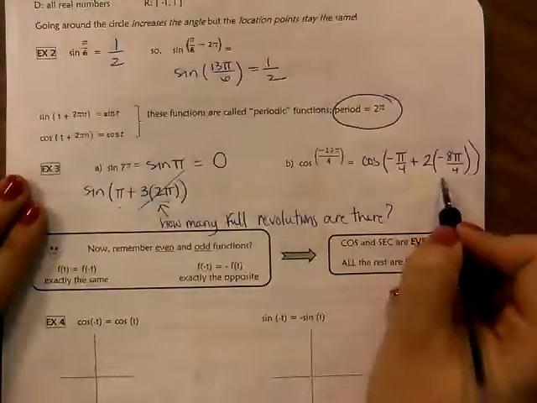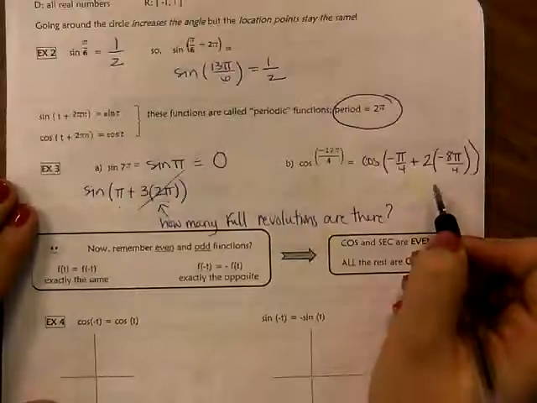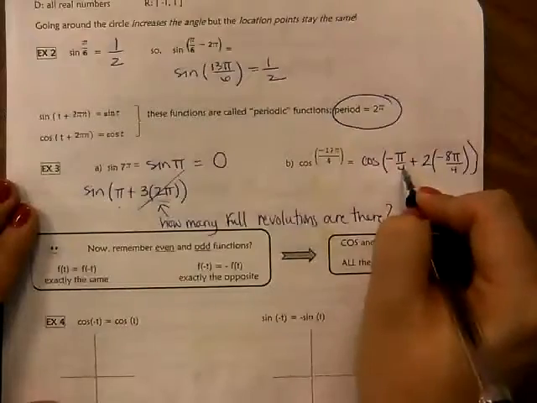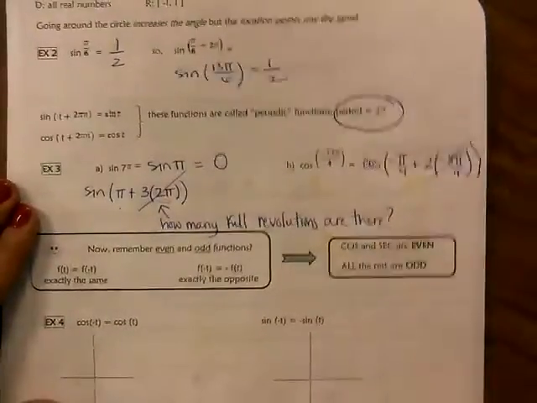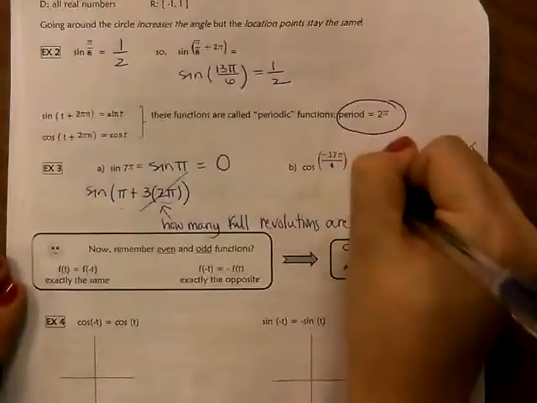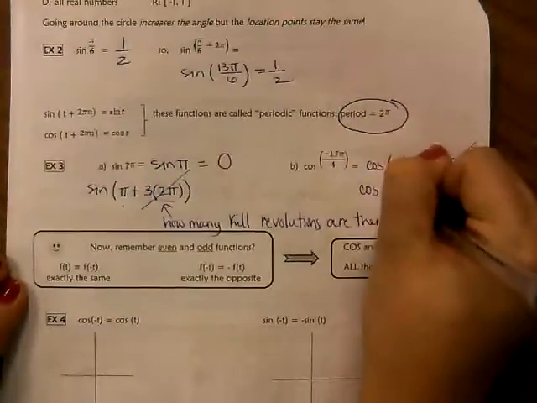Right, this gives me negative 16 pi over 4, which is 2 revolutions. This is the piece that matters. So none of this matters. I just disregard that. And I look at the cosine of negative pi over 4.